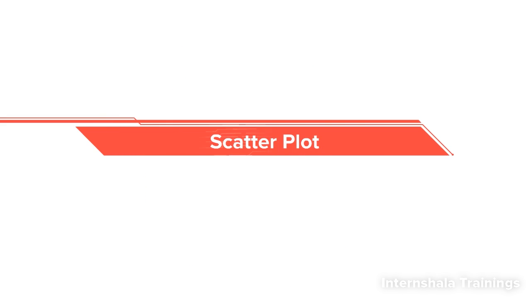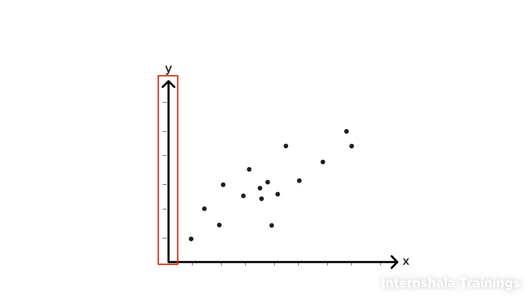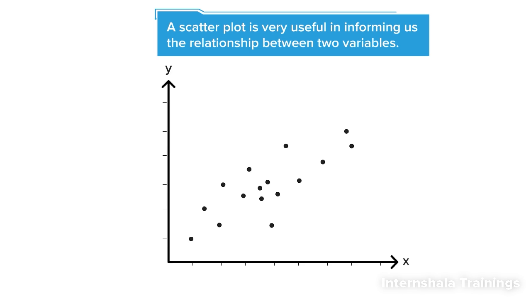Now, we will discuss scatter plots, one of the most useful graphs in data analytics. This is a two-dimensional visualization where each point is represented by a dot and each point is obtained by the intersection of values of two variables represented in x-axis and y-axis respectively. This graph is very useful in informing us the relationship between two variables. Sometimes we have a line drawn between the dots, and this line is the best fit line based on the dots or the points.